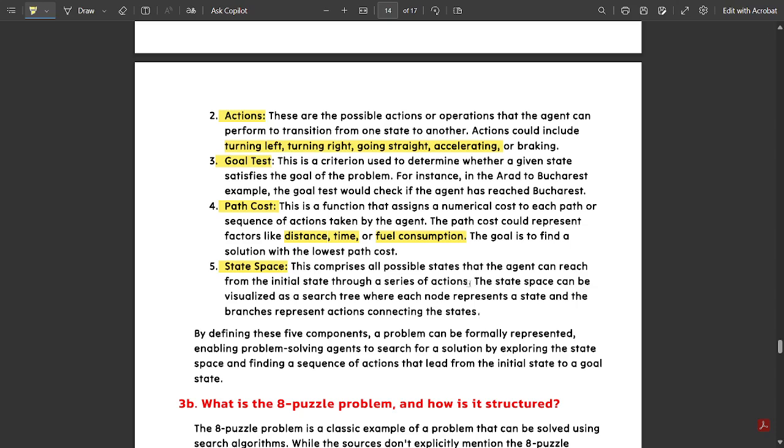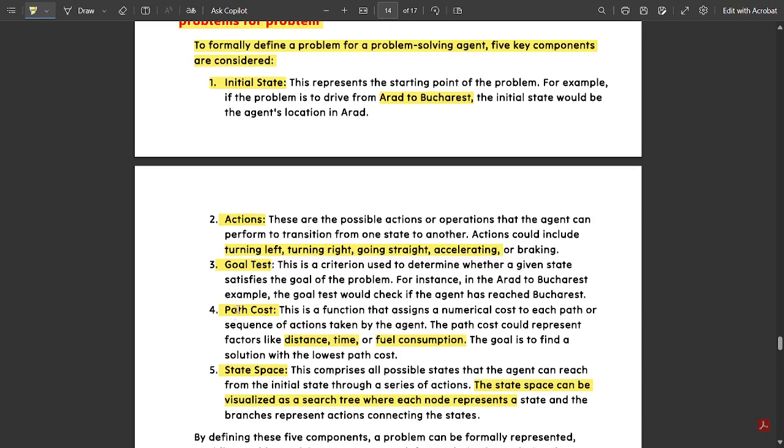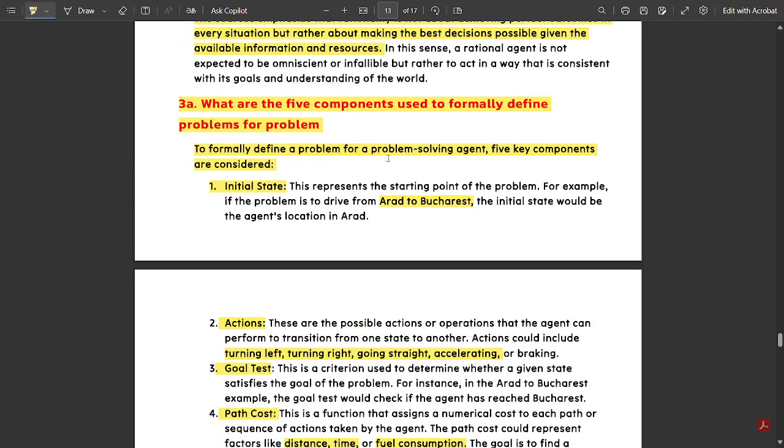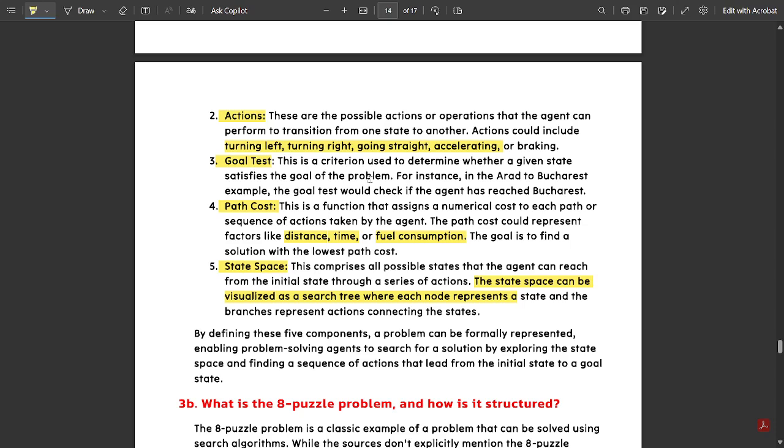Here the state space can be visualized as a search tree where each node represents each set of problems or each set of actions you would be taking at separate instances of time in order to reach your location. Okay, so this comes under state space. So these are the key components you need to consider for defining a problem in a problem solving agent.